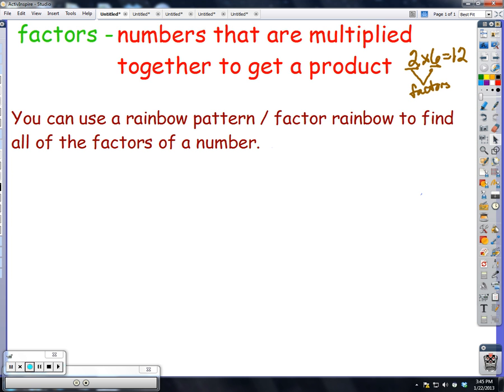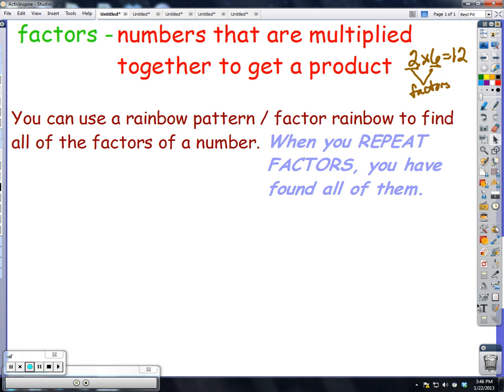Okay, there we go. You can use a rainbow pattern, which can also be called a factor rainbow, to find all of the factors of a number. And this is what I'm going to be showing you today. The important thing to remember is that when you use a factor rainbow, when you repeat factors, you have found all of them.